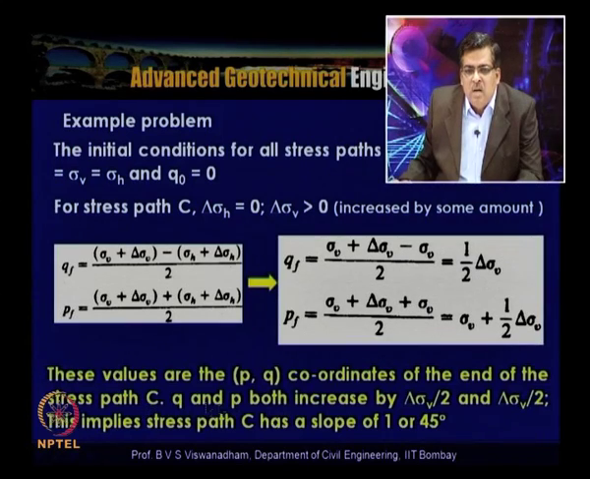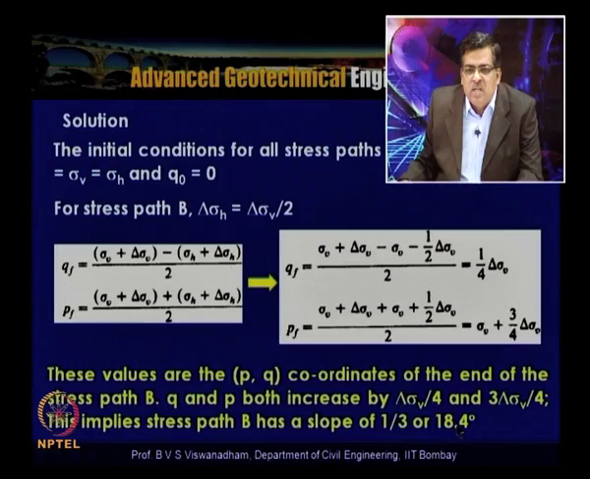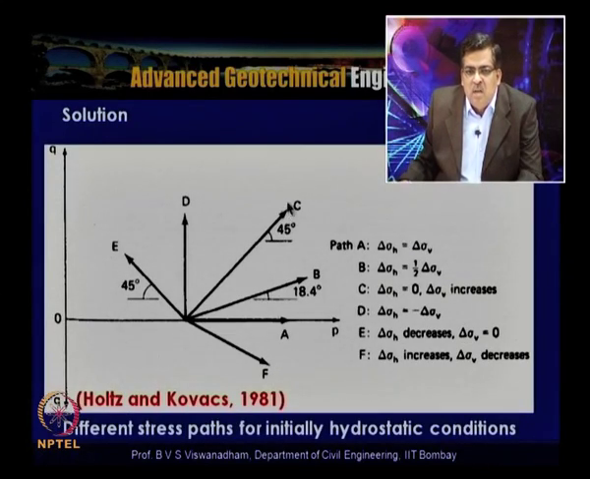You can see that both QF and PF, the coordinates of stress path C, increase by magnitudes equivalent to delta sigma V by 2 and delta sigma V by 2. So the slope, Q by P, is 1, which implies that the stress path has a slope of 45 degrees. Now this TC is the condition where there is no change in the cell pressure, the lateral horizontal pressure, and delta sigma V increases, and that is nothing but this stress path TC, where the coordinates increase by delta sigma V by 2 and delta sigma V by 2.